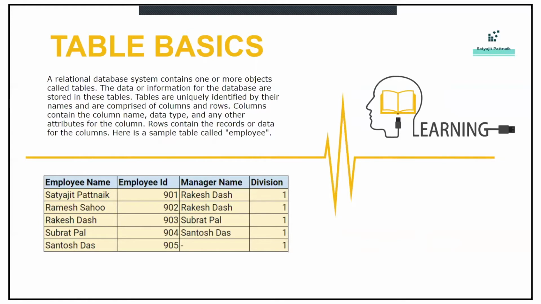Let's try to understand. This is a sample table called employee. It has employee name, employee ID, manager name, and division. Obviously, the employee Santosh Das has no manager name. That means he might be the employee at the highest level of the hierarchy, maybe a CEO or somebody like that. This is just example data. We'll definitely create this table and see how the queries work in the hands-on session. But before that, let's try to understand the basics.